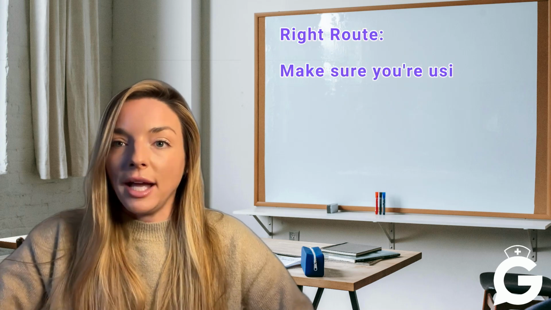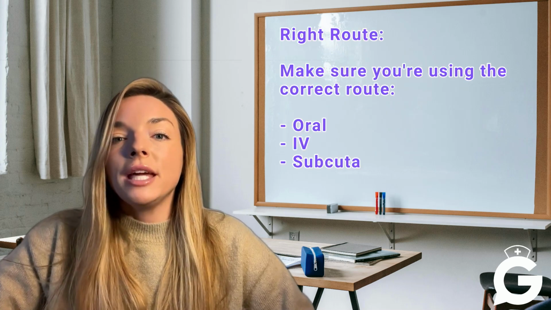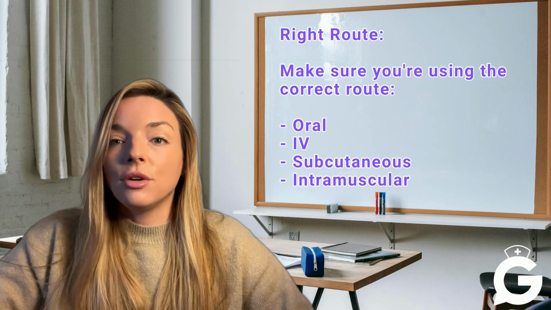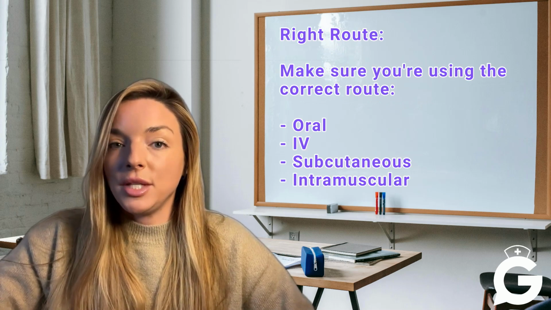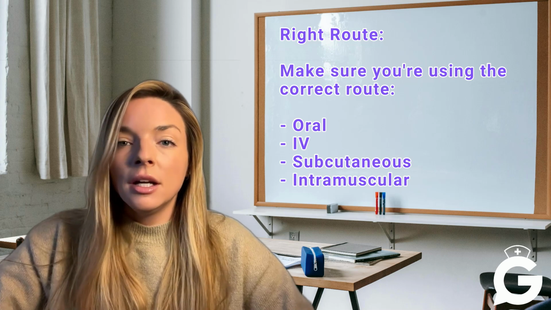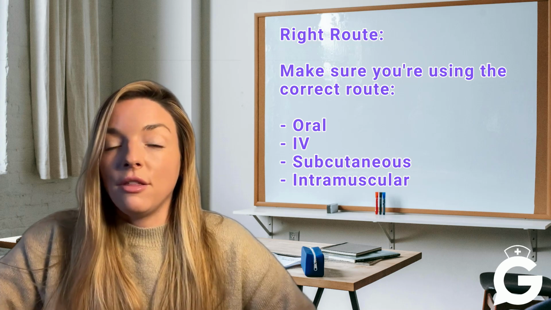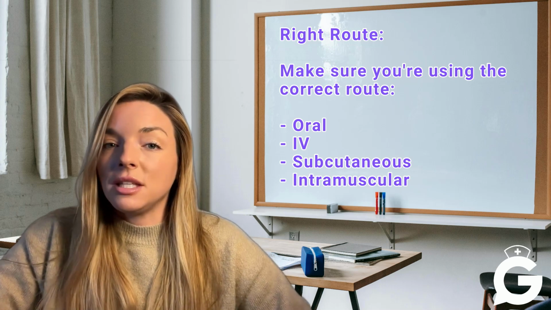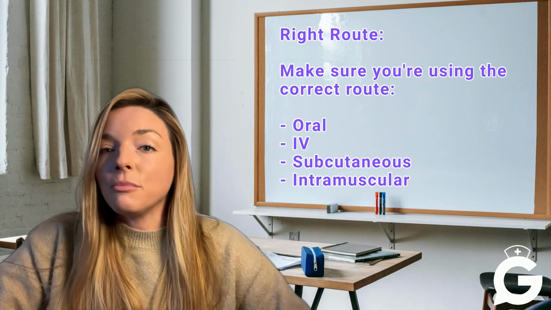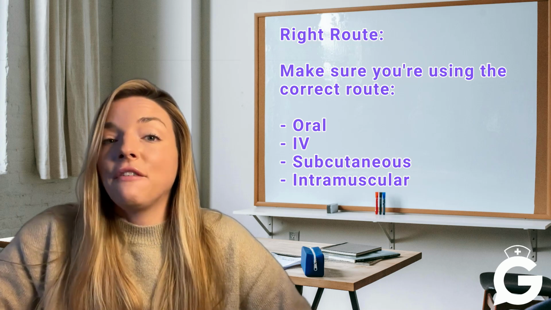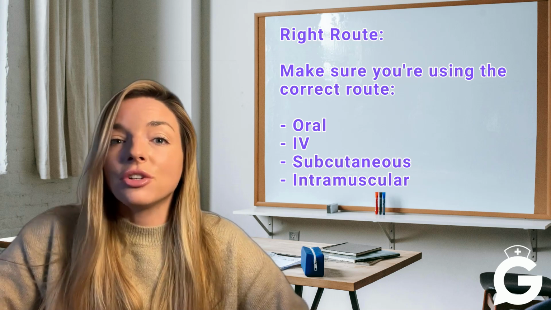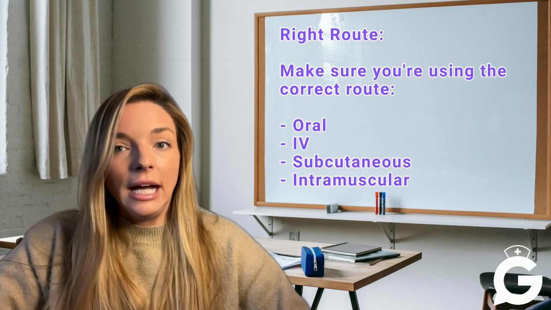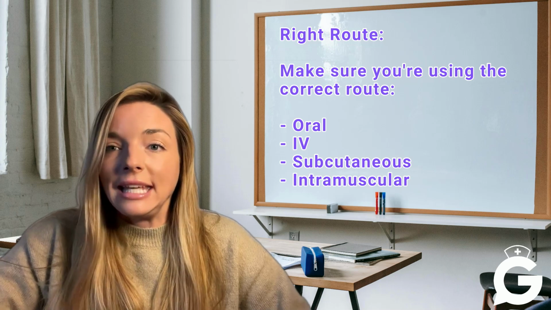Number 5 is right route. Make sure you're using the correct route: oral, IV, subcutaneous, intramuscular. Misadministering a drug via the wrong route can be deadly. The NCLEX may describe a situation where a patient cannot swallow pills and you must identify whether a medication can be crushed or given in an alternative way. Understanding the correct route is key.